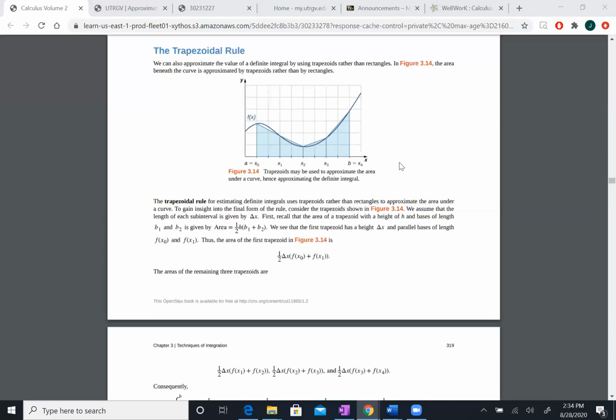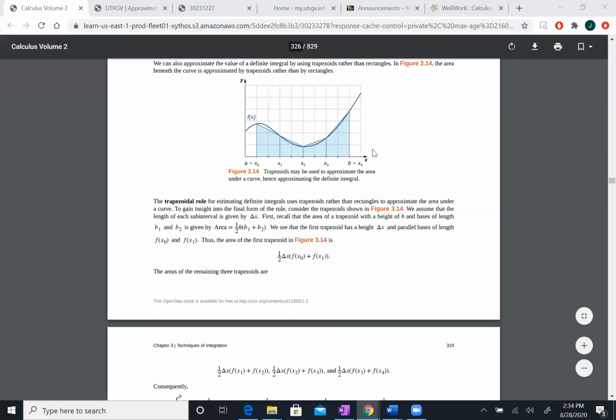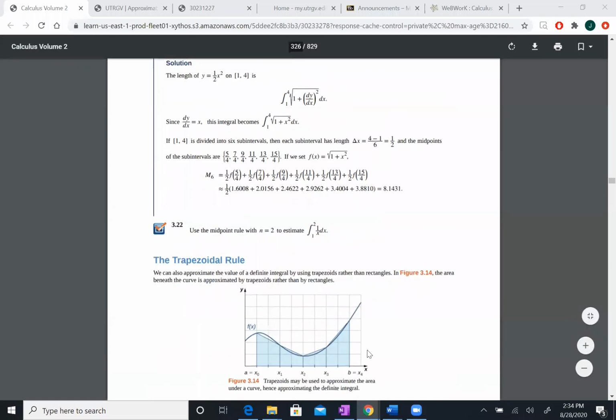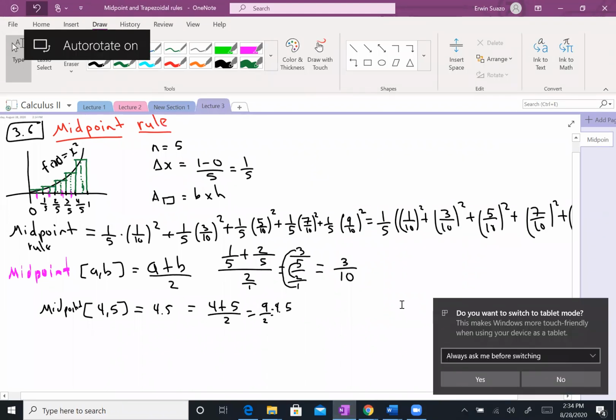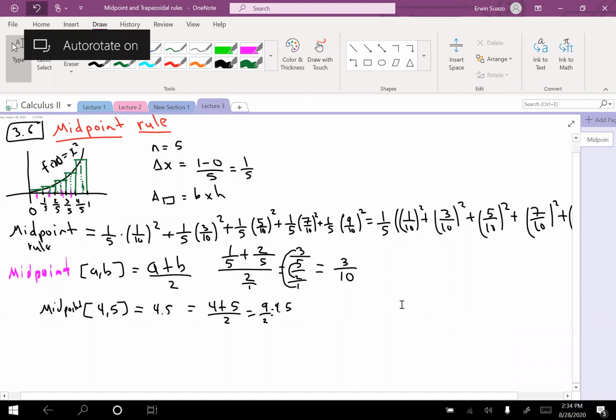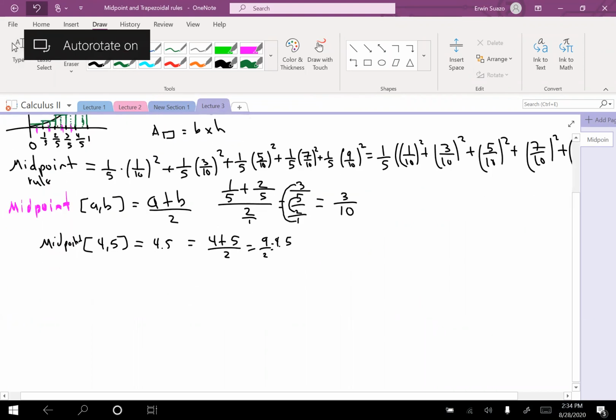Somebody's asking me about the pattern, let me check. They're asking me if this formula is for any function, not just for x squared. Okay. So if you want, let me write the formula then, so there is no confusion. So my formula for the midpoint rule is the following. Let's write the midpoint rule formula.